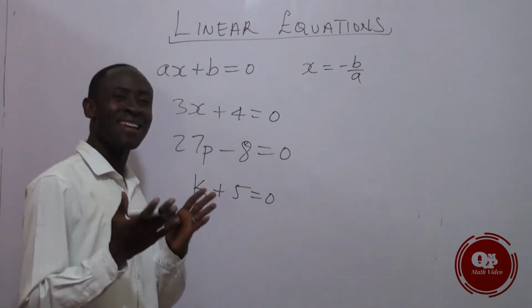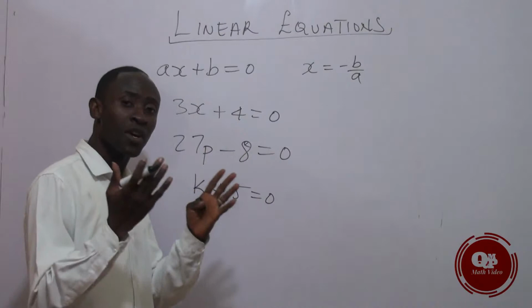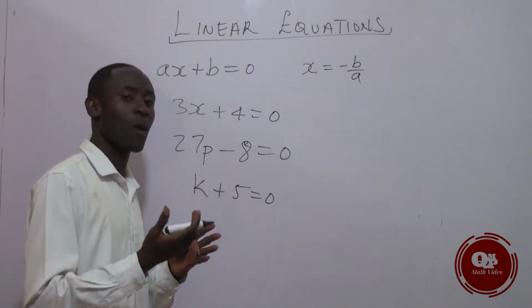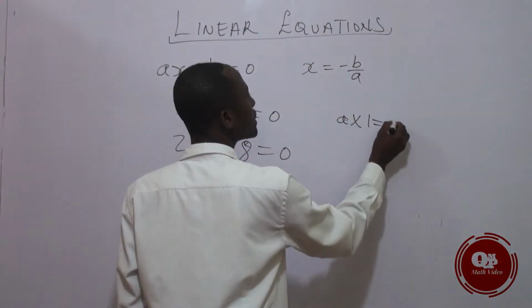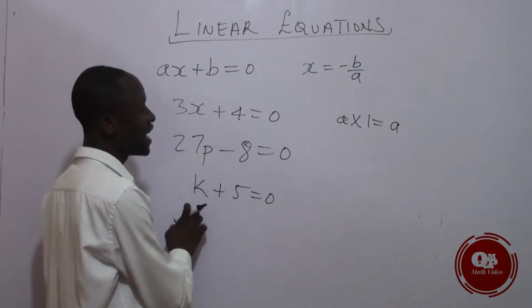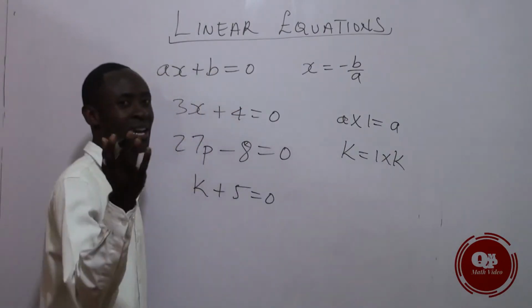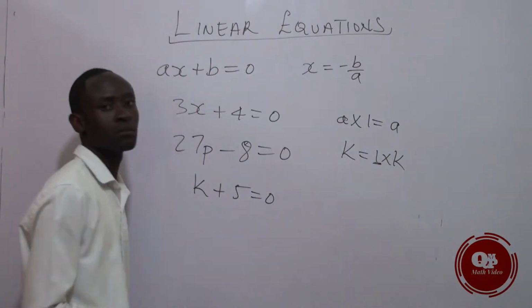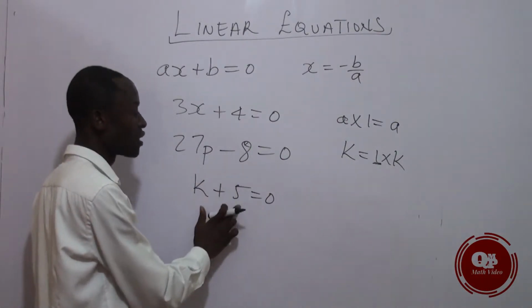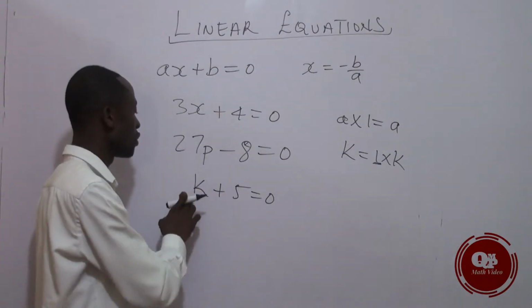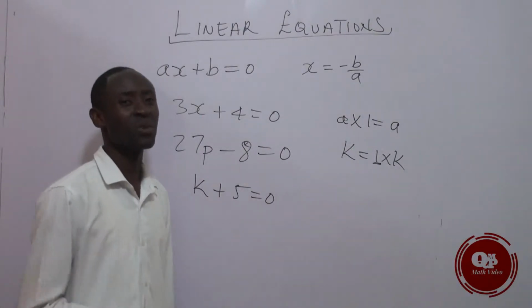Why? Because anytime you multiply a number by 1, it is still the same number, which means that whenever you multiply a variable by 1, it is still the same variable. For example, a times 1 is equal to a. So the k here tells us that we have 1 times k. So what is our constant here? Our constant happens to be 1. So this is also a linear equation because we have a constant of 1 and a constant of 5, and our variable happens to be k. These are a few examples of what linear equations are.